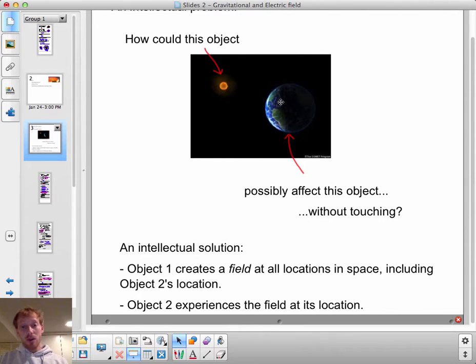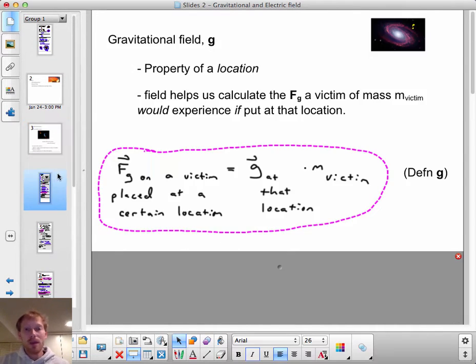The answer, according to a particular intellectual framework, is that the first object creates a field at different locations in space, and then an object can experience a field at its own location. A second object can experience a field at its location. So the first object causes a property of a location, a condition in a particular spot in space that is experienced by the second object. That's the intellectual framework here. We're going to have some math to say about this.